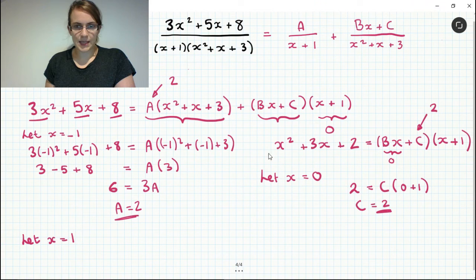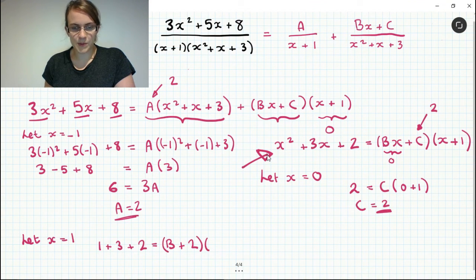So if I let x equals 1 and I'm looking at this equation up here which has already been simplified with my a value, but I'm taking c to be 2. So 1 squared is 1 plus 3 times 1 plus 2 equals b times 1, which is just b, plus c, which I now know is 2, and that's all multiplied by 1 plus 1. So 1 plus 3 plus 2 is 6 equals 2b plus 4 if I expand out the brackets. So from that, take away the 4 to get 2, 2 equals 2b, so b equals 1. So that has given us our three values.